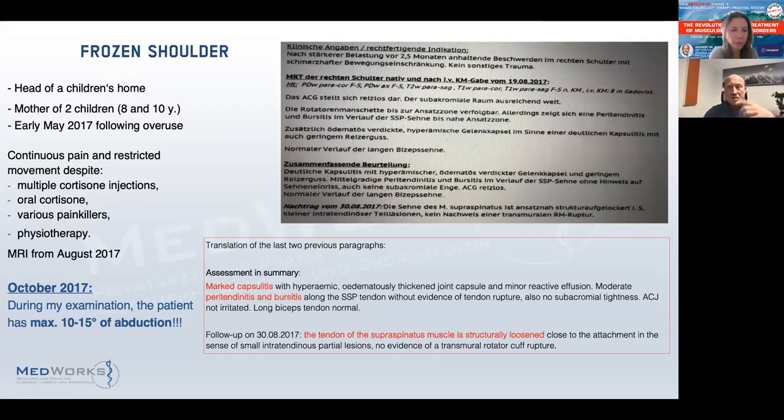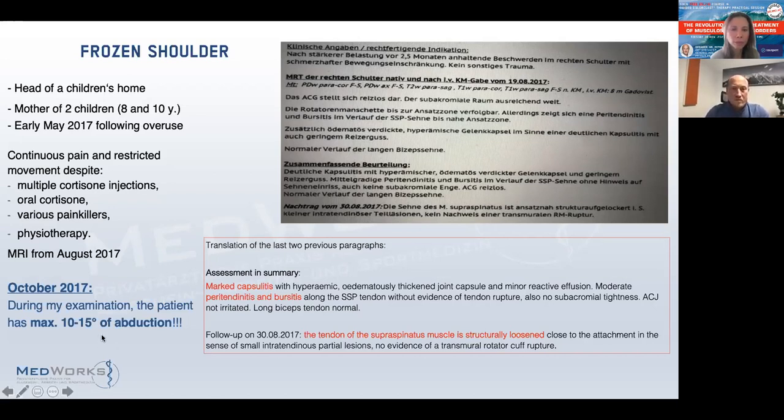After her weight increased more than 10 kilograms, she said, "No, stop, I don't want the cortisone anymore." But there was no improvement of the pain and no improvement of the movement with this cortisone, so she stopped it. She had 5 different painkillers and physiotherapy, and it didn't work at all.